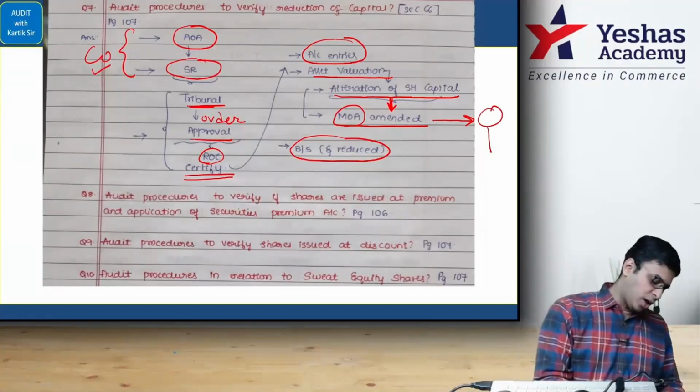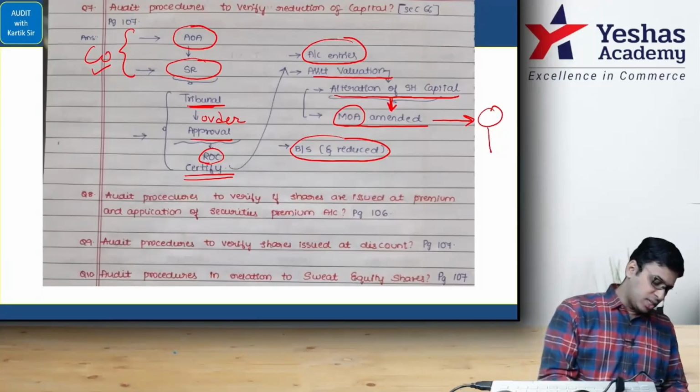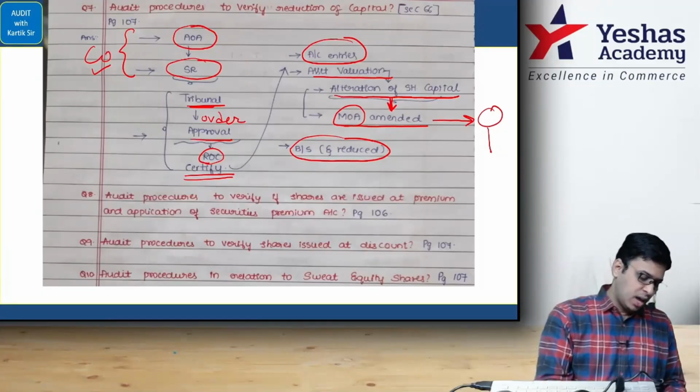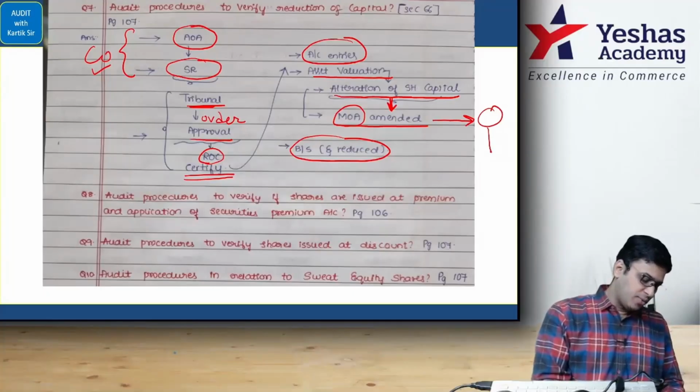Examine the order of the tribunal confirming the reduction and verify that a copy of the order and the minutes have been registered and filed with the ROC. Inspect the ROC certificate as regards the reduction of capital. Vouch the accounting entries because the ROC has given the certificate. We will vouch the accounting entries recorded to reduce the capital and to write down the assets. Let's go to the next point. Confirm whether the revaluation of assets has been properly disclosed in the balance sheet.